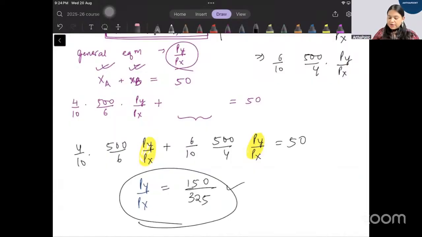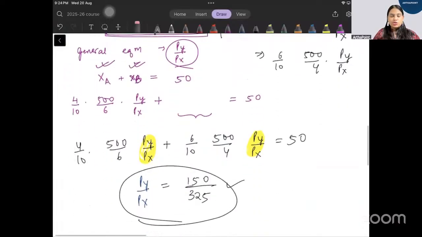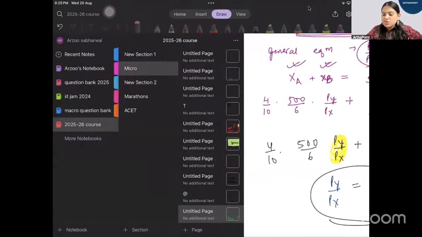Okay, so once you get PY by PX, just plug that back into this question and you'll get the answer. Here, what the trick was is that instead of giving you an endowment bundle, they gave you that Y has been equally distributed. So we had to find income not from the endowment bundle but in the form of PY by PX. We had to find income as a function of PY by PX. And once you find PY by PX, you can plug in the values and find the demand.